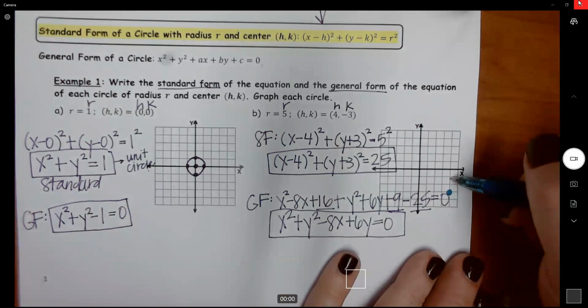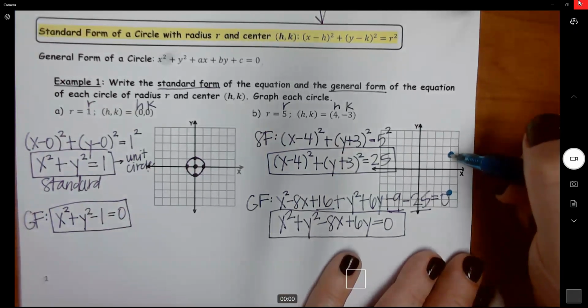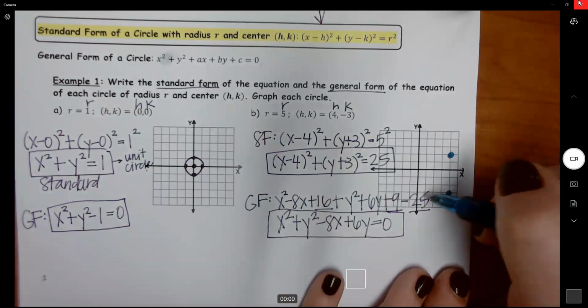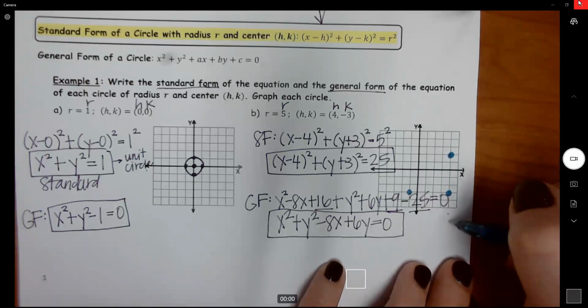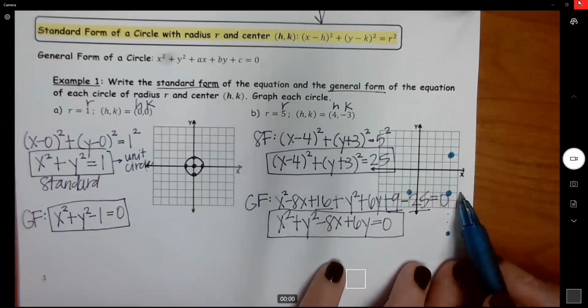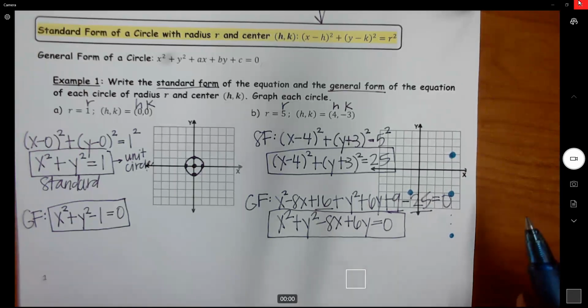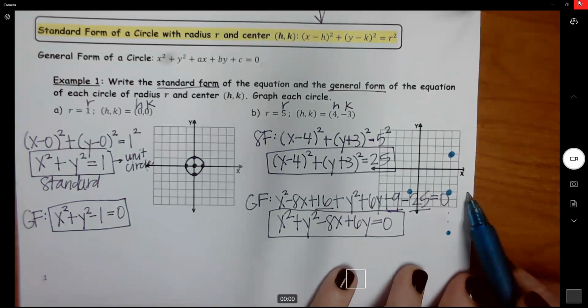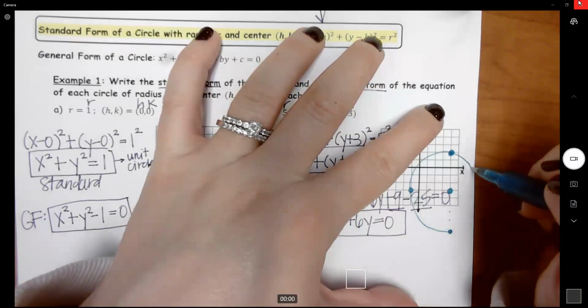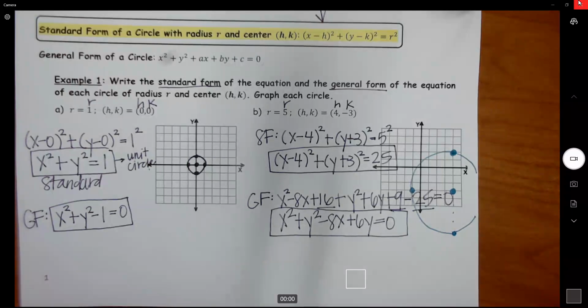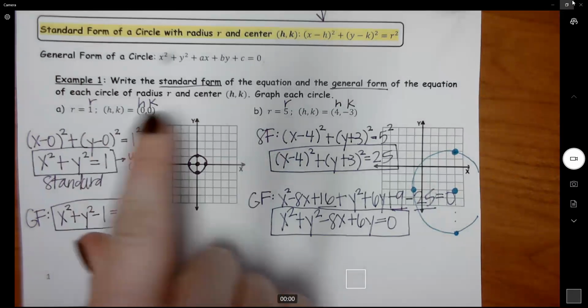So I'm going to go up 1, 2, 3, 4, 5. I'm going to go to the left 1, 2, 3, 4, 5. I'm going to go down as best as I can. 1, 2, 3, 4, 5. And then if we had room, and you have a little bit more room than I do since you have half sheets, we would go over 1, 2, 3, 4, 5. And so then just make the best circle you can. So that is how to write your formulas for circles in standard and general form when you are given the radius and the center HK.